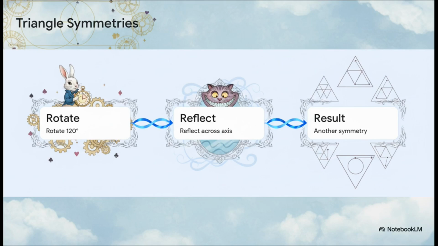Say, step 1, we rotate the triangle 120 degrees. Then, step 2, we reflect it across its axis. What's the result? Well, the result of composing these 2 distinct actions is always going to be another single symmetry that already exists in our original set of 6. It's a perfect physical demonstration of closure.